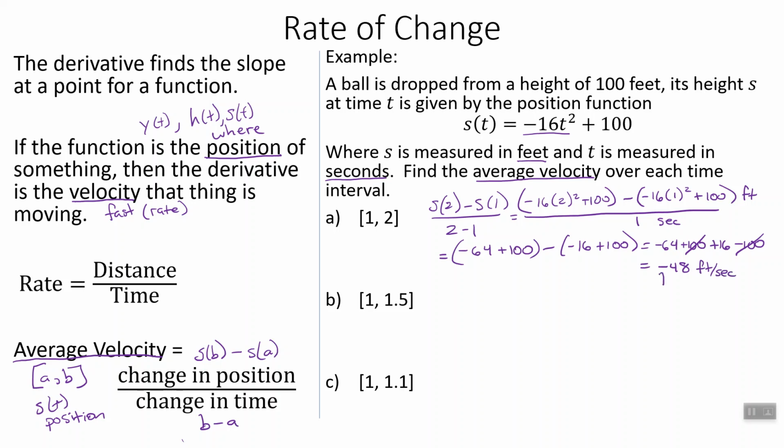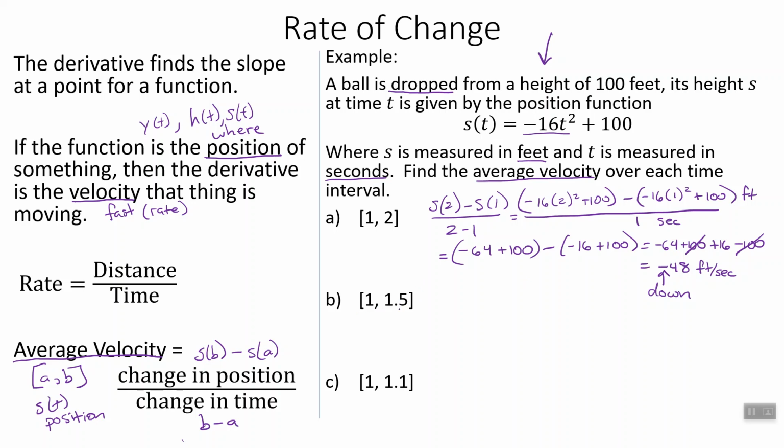All right, so the answer here is negative. Well, the ball was dropped, so that means it should be going down. So a negative answer means it's going down. If it was positive, that means it would be going up. So from 1 to 2 seconds, it is going down at 48 feet per second. How fast is that? Probably not fast enough to kill anybody. So we're okay at this point.